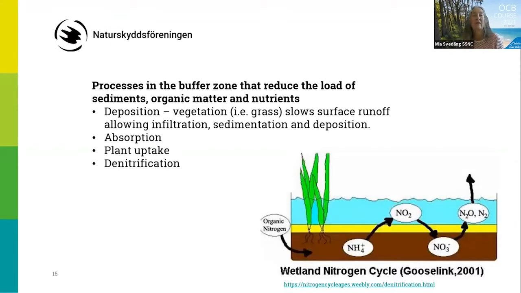Well, the processes in the buffer zones that reduce the load from sediments, organic matter and nutrients are deposition, and vegetation, for instance grass, slows surface runoff and allows infiltration, sedimentation and deposition. But absorption and plant uptake are also important, and of course nitrification, when different forms of nitrogen are converted to nitrogen gas that can just go up into the air.